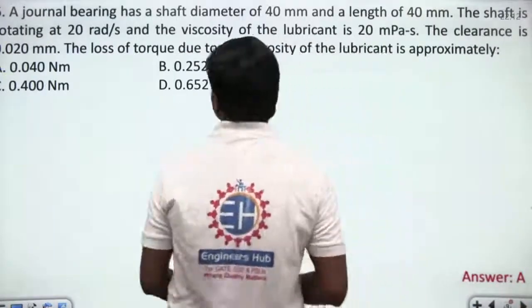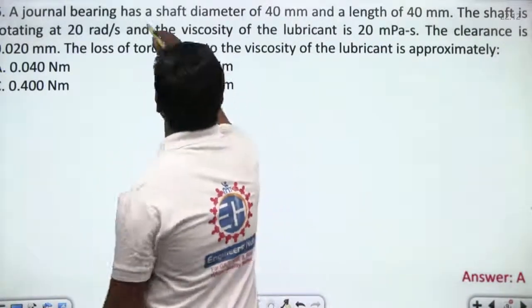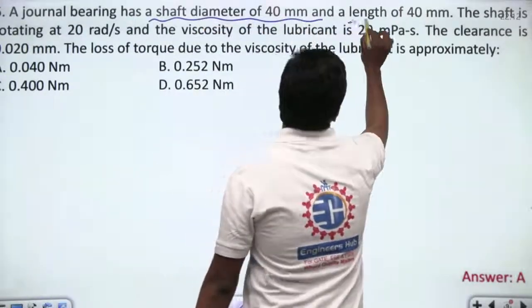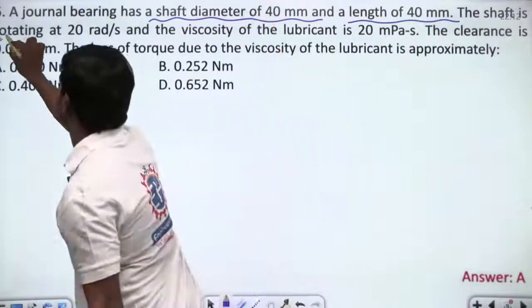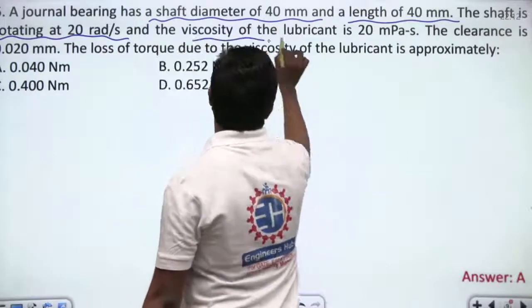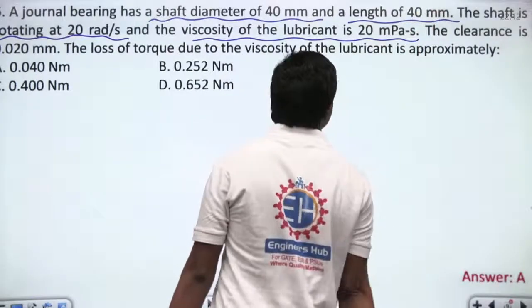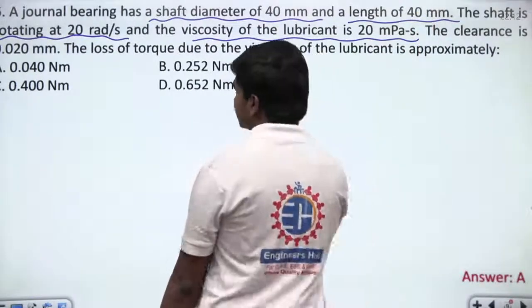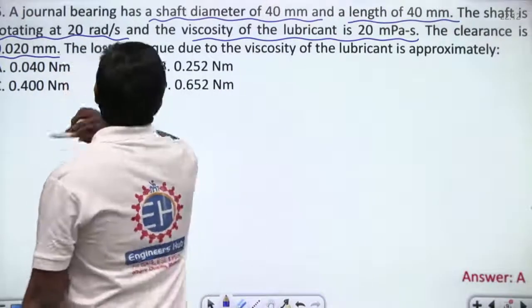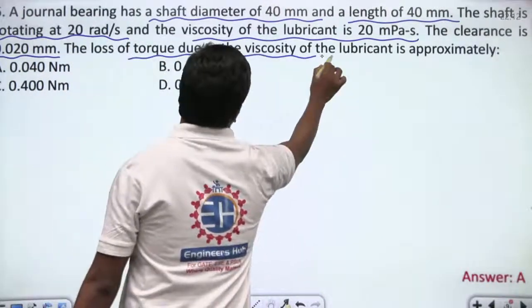So look here. Let us go for the next question. A journal bearing has a shaft diameter of 40 mm and a length of 40 mm. The shaft is rotating at 20 radians per second, and the viscosity of the lubricant is given as 20 millipascal second. The clearance is 0.020 mm. Find the loss of torque due to the viscosity of the lubricant.